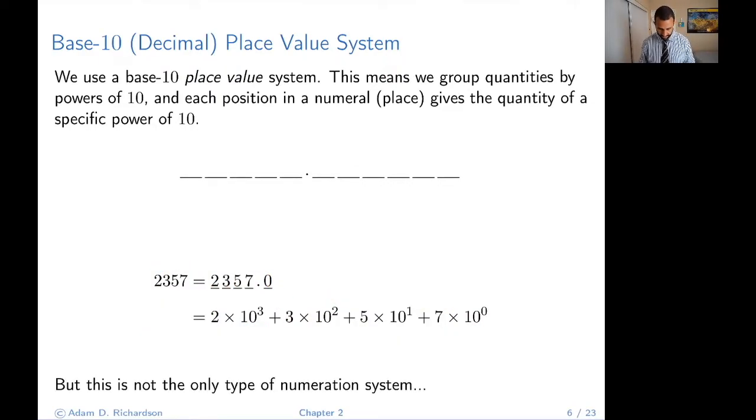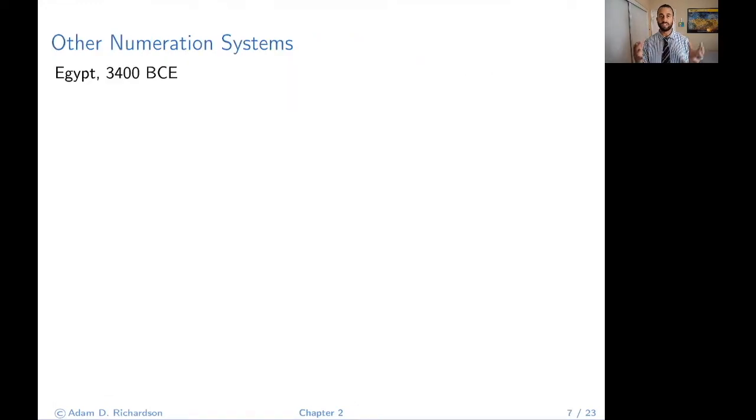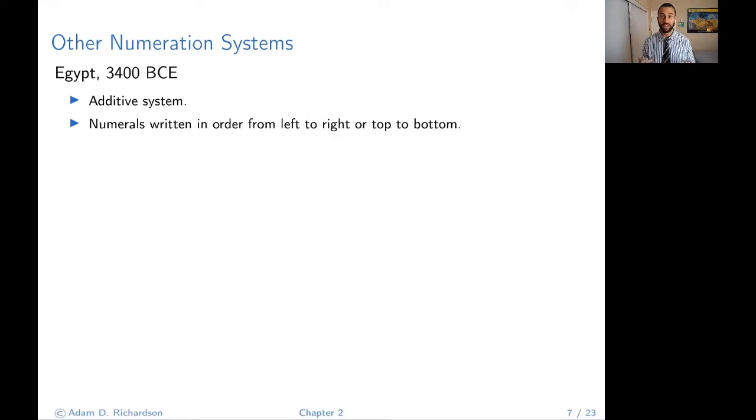All right. But as we saw, this is not the only type of numeration system. So we have to look at some of these other ones to get a better perspective of our own and why writing things with this system may not be the end all be all way of writing numbers down, right? So let's take, for example, Egypt back in 3400 BCE. They had an additive system to their numeration system, kind of like ours.